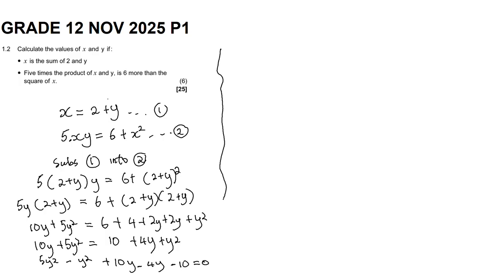Alright guys, that was very simple. Then now we have 5y squared minus y squared, which is going to be 4y squared. Then we have 10y minus 4y, which is going to be plus 6y, minus 10. All these equal 0. So if you can see, all these terms are divisible by 2, so you can just divide everything by 2, and you're going to have 2y squared plus 3y minus 5.